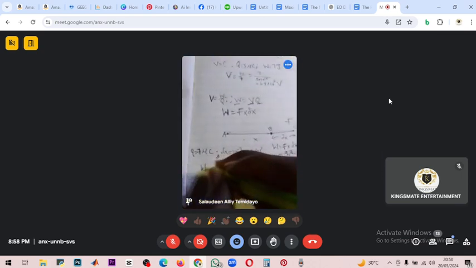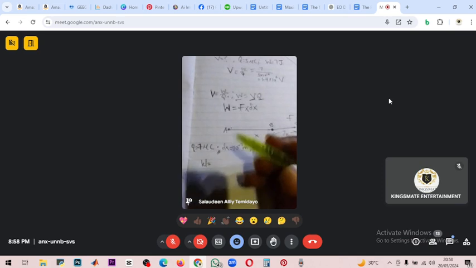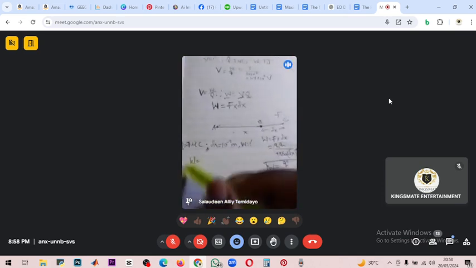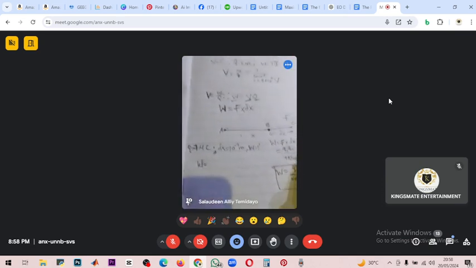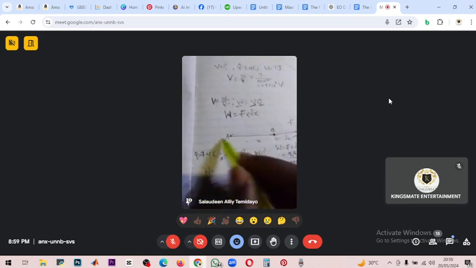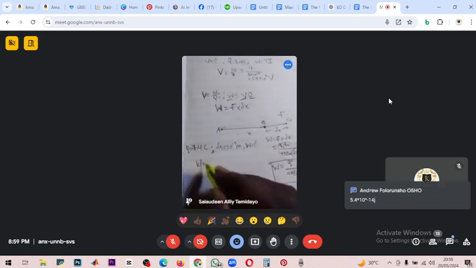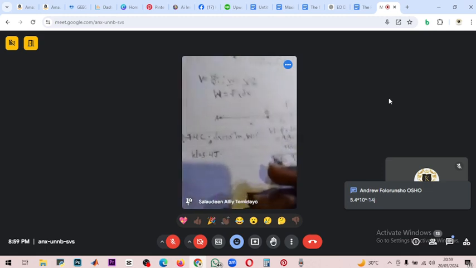I don't know how to pronounce this one. Is it coulomb square per meter? No, there is one unit for work done. What is the unit of energy? Joules. Hey, you are doing well. So 5.4 joules.